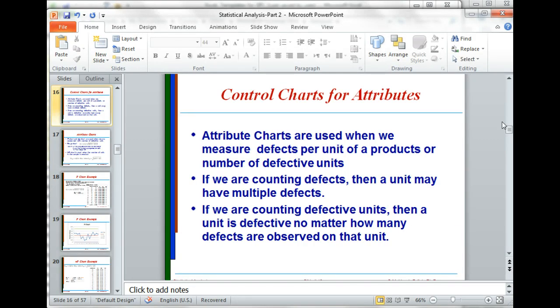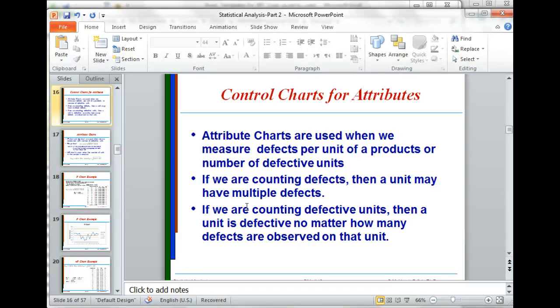So now let me move on. We covered the control chart for variables. In chapter 12, we talk about control charts for attributes. The attribute charts are used when we measure defects per unit. So in the variable, we have the continuous variable, and we will measure the values of it over time. But in the attribute chart, we have individual products coming up the line, and there are two ways to check them for quality.